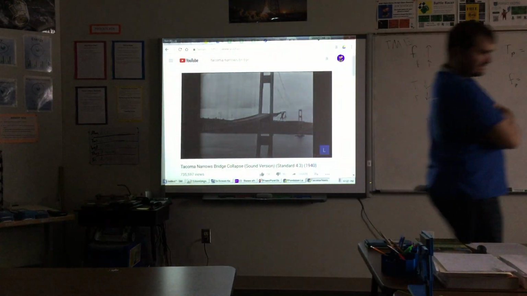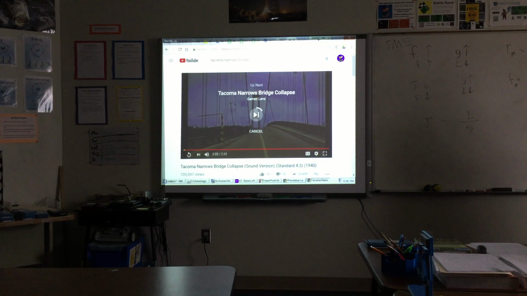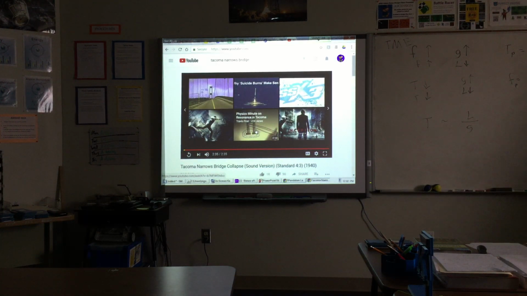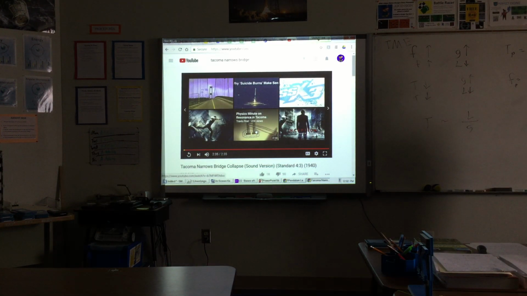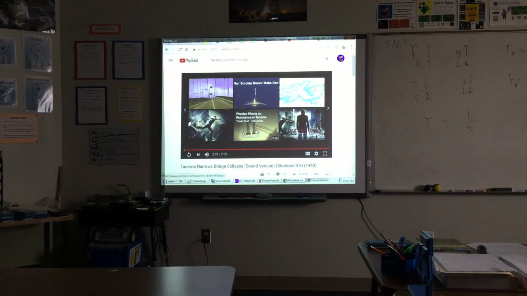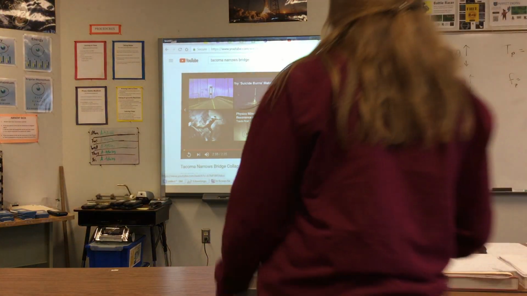It just blows my mind that a material like stone can do that. Could that happen to that big red bridge? You know what I'm talking about? The Golden Gate Bridge. Could that happen to that?